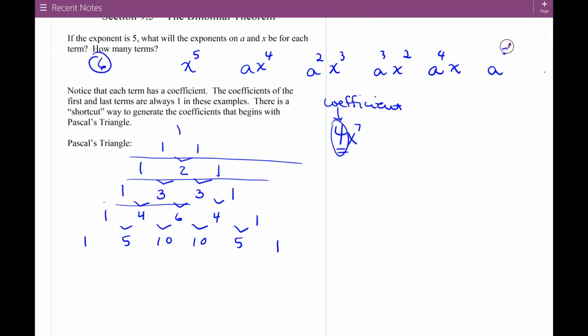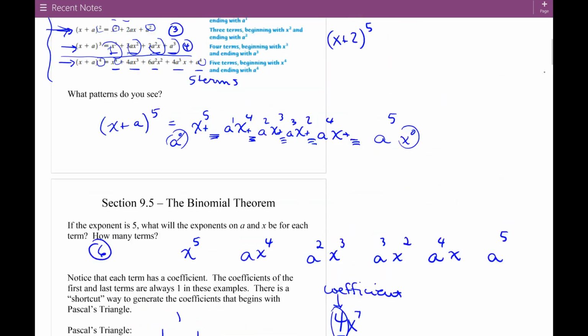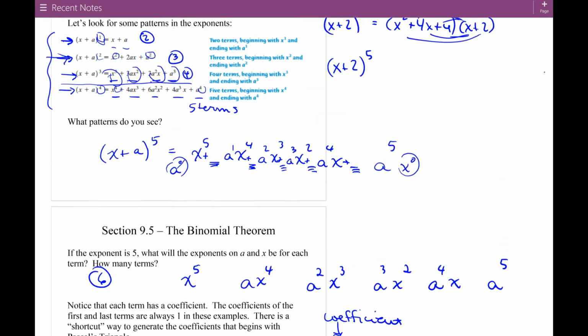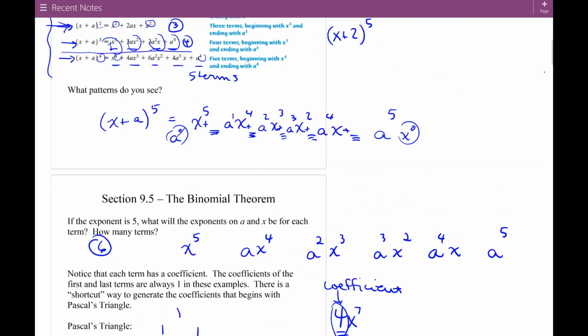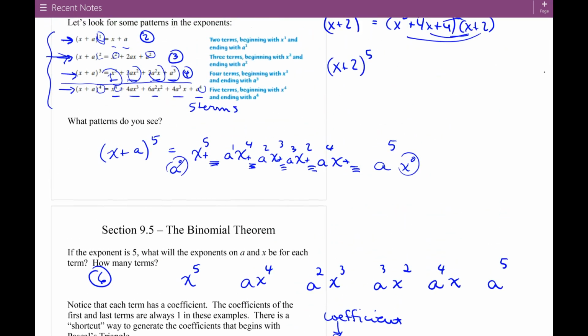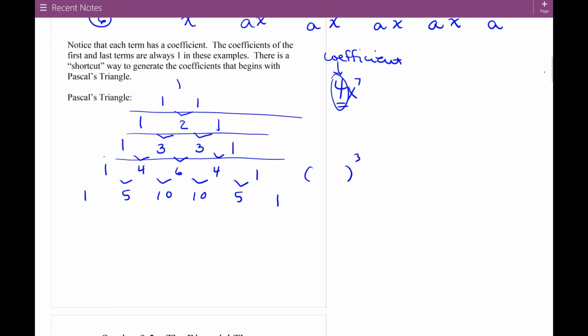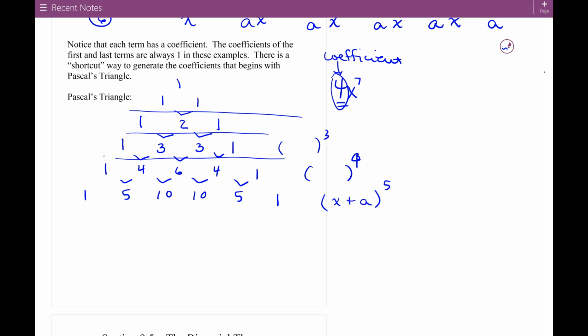And we see that's 1, 3, 3, 1 in Pascal's triangle. So this 1, 3, 3, 1 came from x plus a cubed, the 1, 4, 6, 4, 1 came from the 4th power. This one is cubed. So these would be the coefficients if I had x plus a to the 5th power. So now we can write out all the terms.